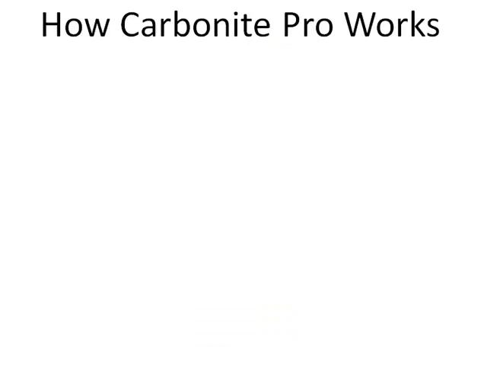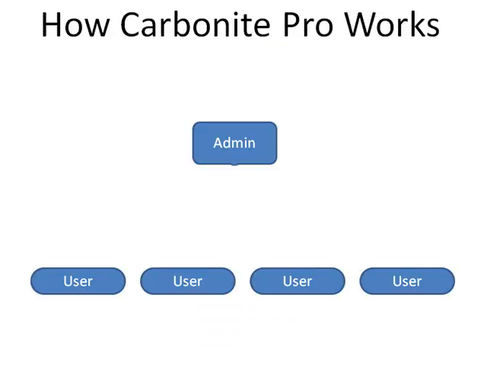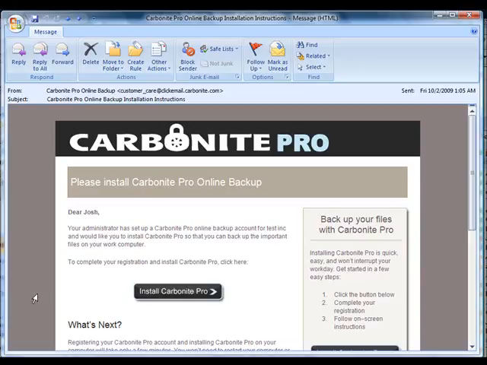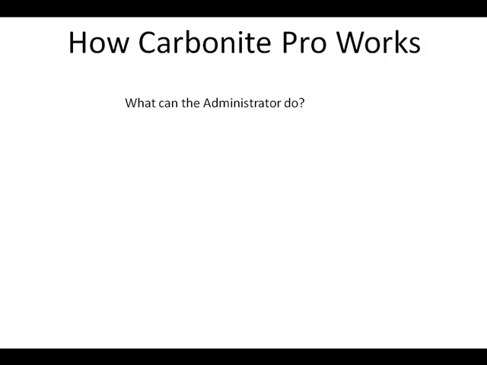Josh? Thanks, Dave. First, let me give you a little overview. You just signed up to become a Carbonite Pro administrator. Your next step will be to invite users to install Carbonite Pro on their computers. I'll show you how in just a minute. Each user will receive an email invitation with a link for installing Carbonite Pro. All the user has to do is click on the link in the email and install Carbonite Pro. Once Carbonite is installed, it automatically backs up each person's files. The user doesn't have to lift a finger.